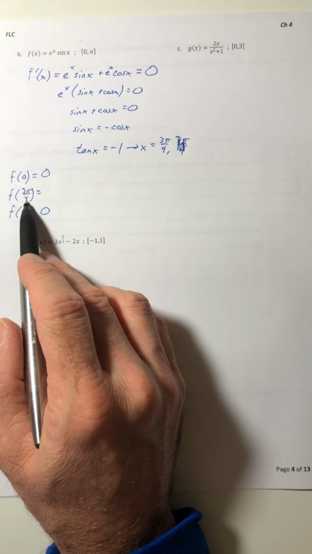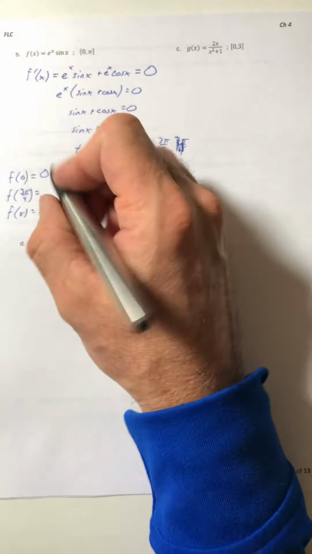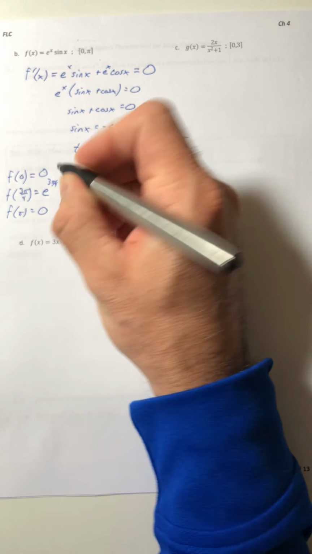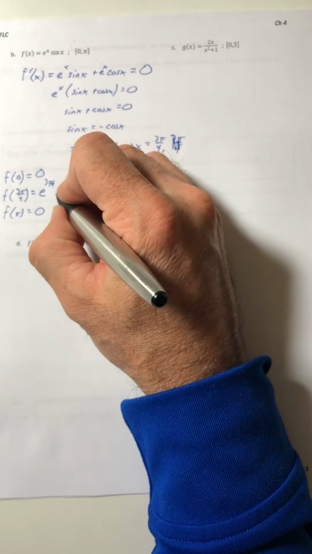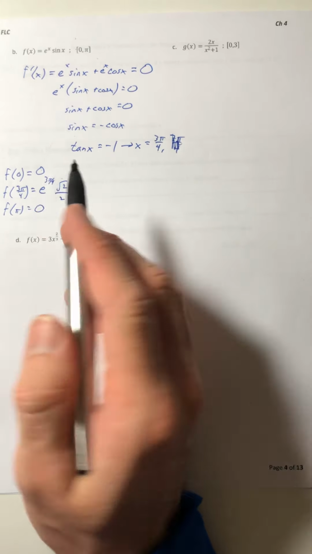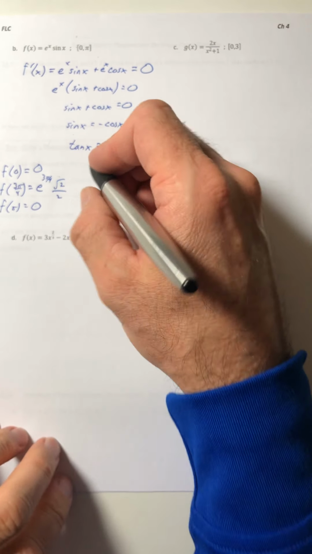All right, so for 3 pi over 4, if you plug that in, you get e to the 3 pi over 4, and then sine of 3 pi over 4 is root 2 over 2. So that is bigger than 0. So this guy is your absolute max.